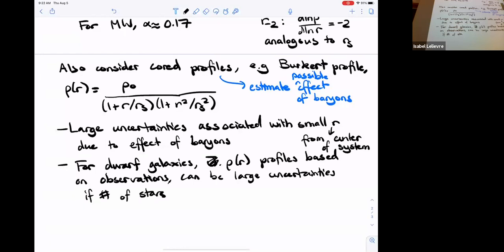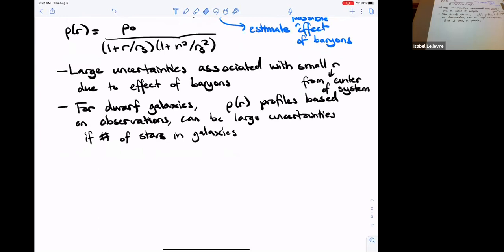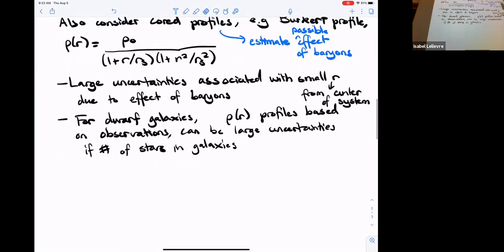So the caveat for dwarf galaxies is, make sure that the uncertainties on the J factors are properly taken into account, because dwarf galaxies with very few stars are great clean places to look for dark matter because there aren't many baryons. But if you don't have many baryons, that also means you don't have many traces of what the dark matter is doing. So, right. Okay.